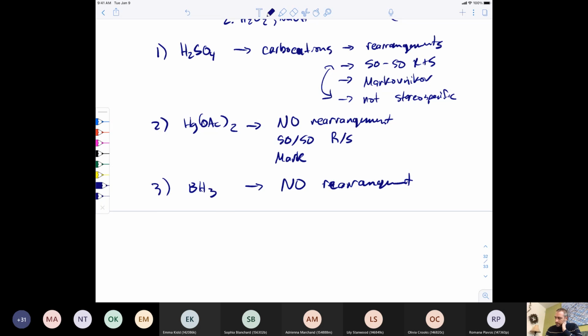It gives you syn addition, and it gives you anti-Markovnikov addition.